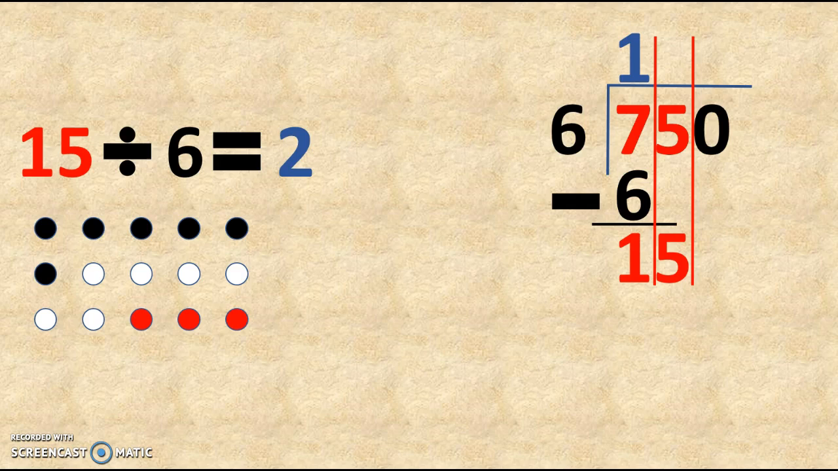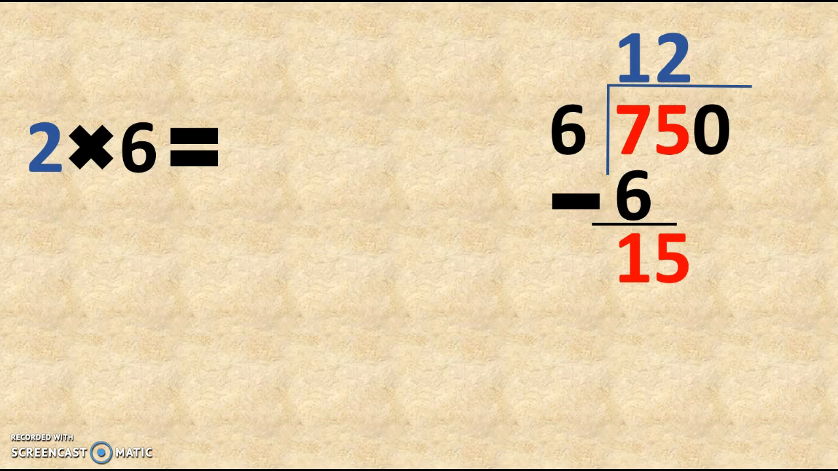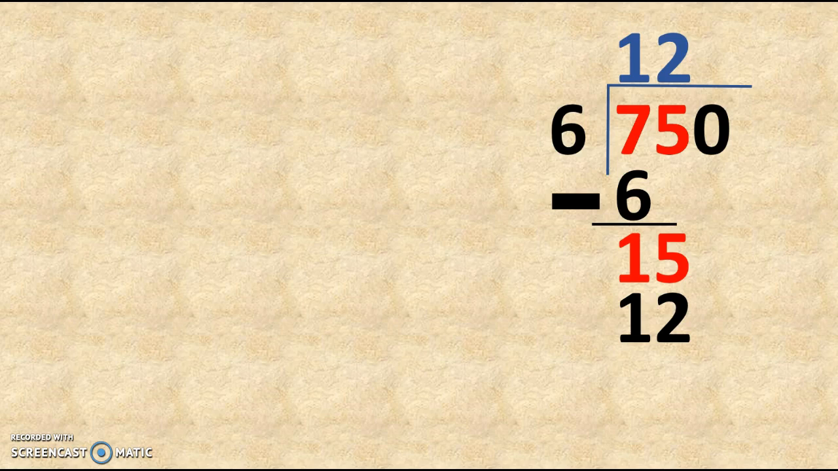Once again, we have to make sure we put it in the right column, because now we're dealing with the tens column. Move the 2 over there in the tens column. Then our next step is to multiply our answer of 2 by the divisor of 6. And 2 times 6 will equal 12. Now we need to move that 12 underneath the 15 so that we can subtract it. And we'll go ahead and subtract. And 15 minus 12 is 3.